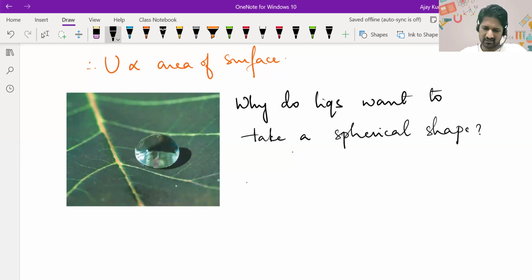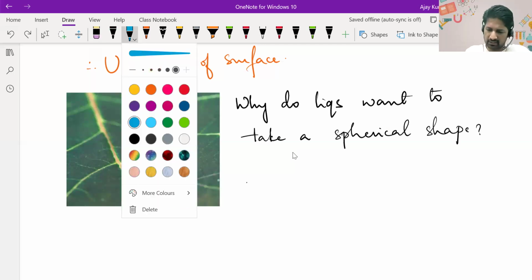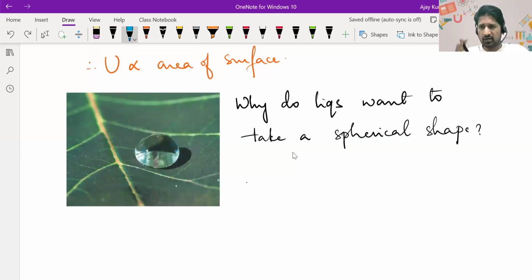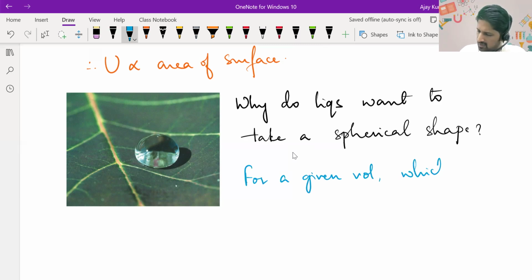Okay, tell me this. Suppose the volume of liquid is fixed. For a given volume, you can take a volume of clay also, doesn't matter, you can make different shapes out of it, right? You can make a cube, cuboid, cylinder, sphere, many shapes you can think of. You may have learned this in mathematics. For a given volume, which shape has the least surface area?